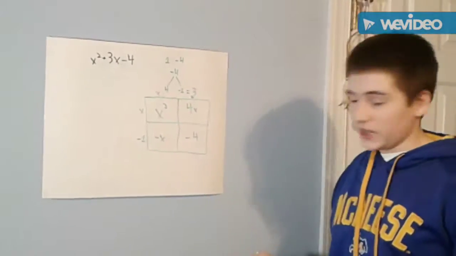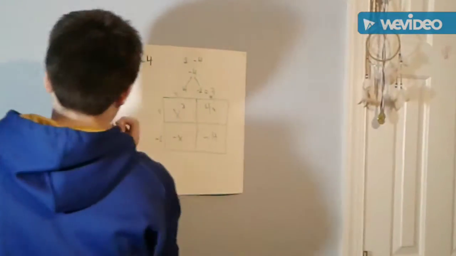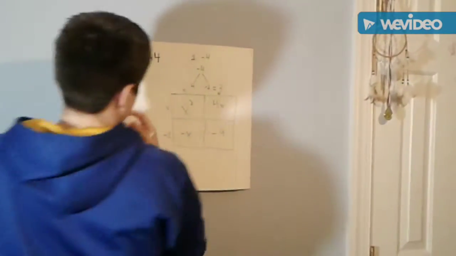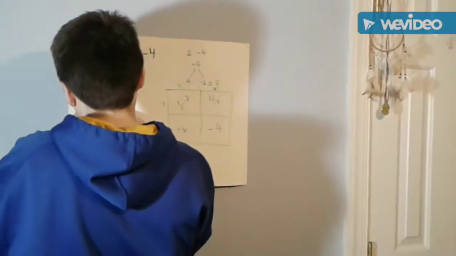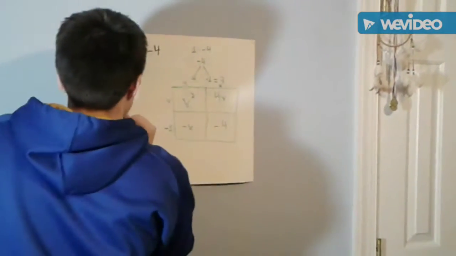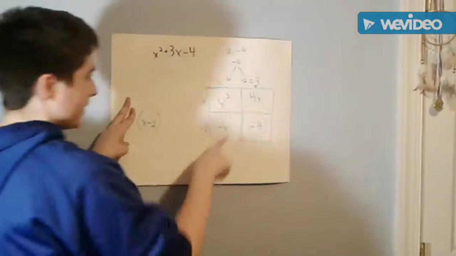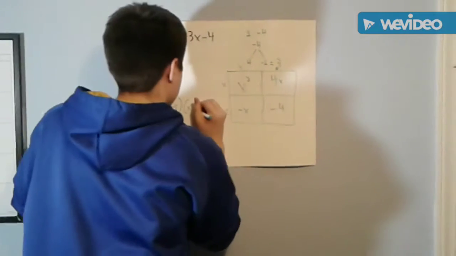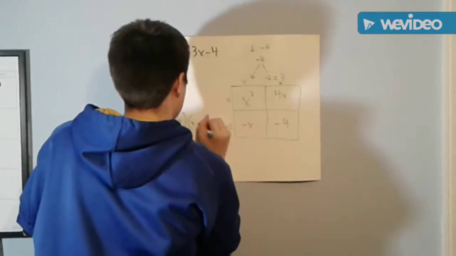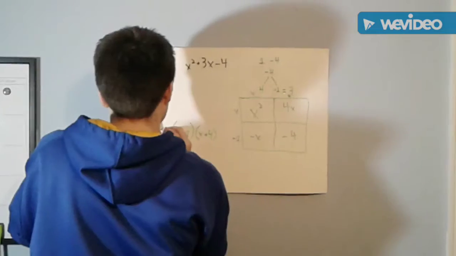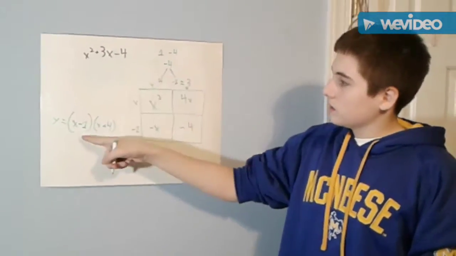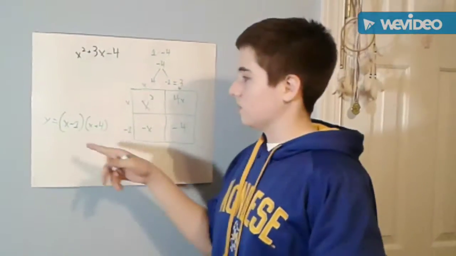Once you have all of these, you're going to put this all into factored form. You're going to take these two numbers, x, then -1. And then you're going to take these two numbers, x and +4. And this will result in y. This is how you go from standard form to factored form.